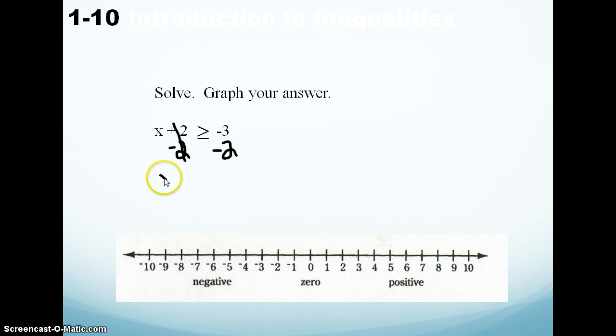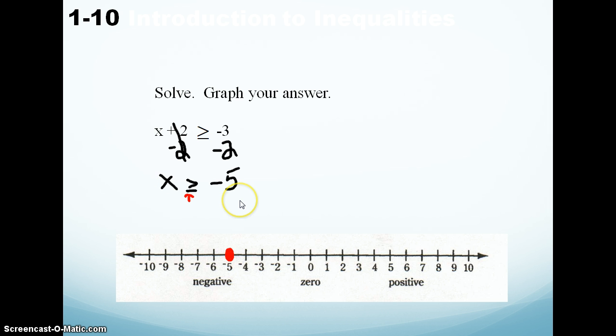Positive 2 and a negative 2 cancel. So I have x greater than or equal to negative 3 minus 2. Picture your number line. If you're at negative 3 and you're subtracting 2, you're going 2 more to the left. That would put you at negative 5. So our graph. Well, we know we're going to be at negative 5, and the circle that we want is colored in. And that's because we have the equal to part.